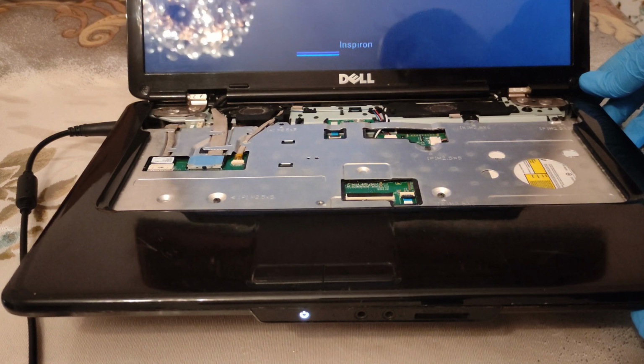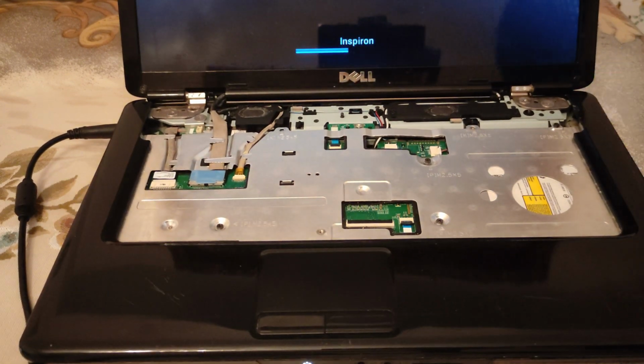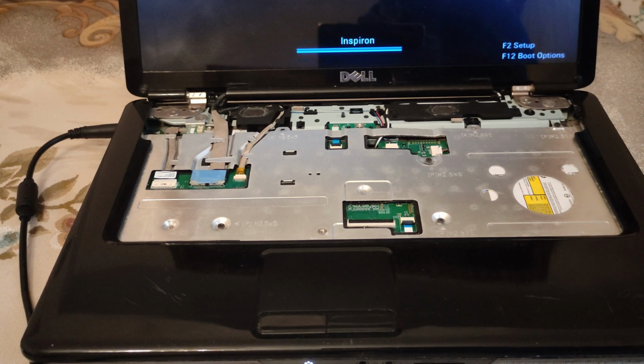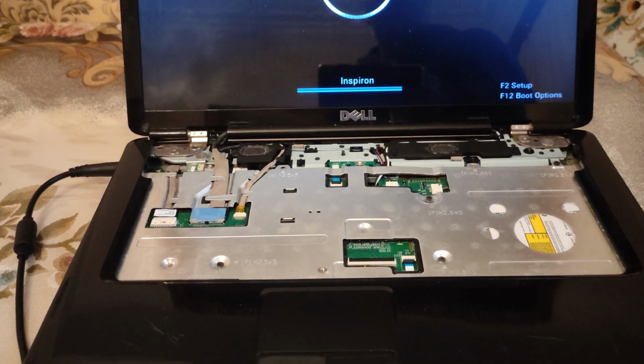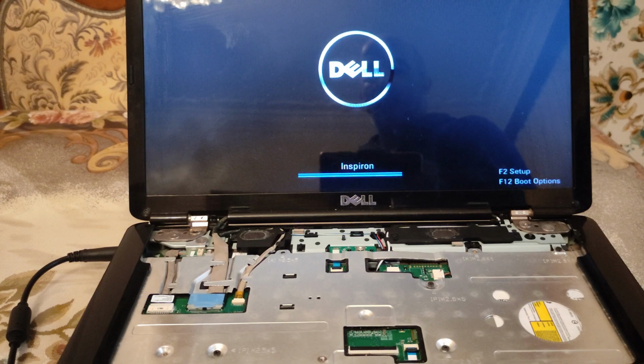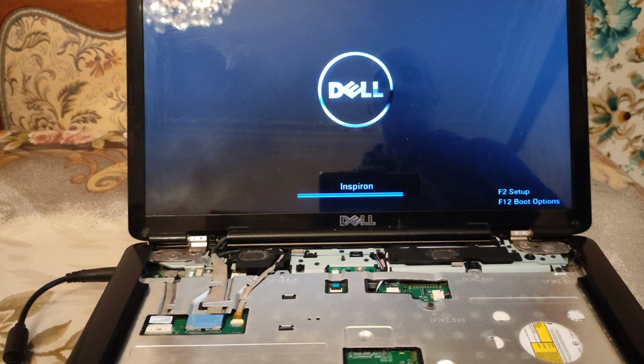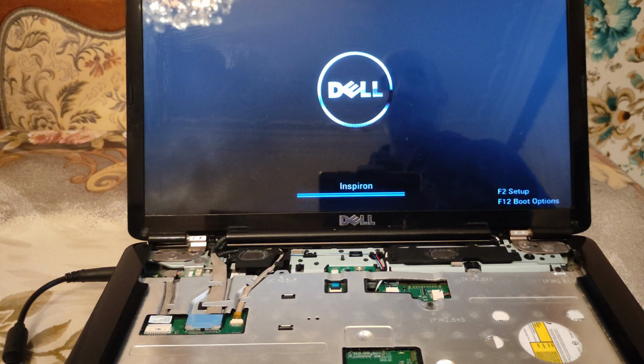And yes. Yes, yes, yes. Finally, we are correct. We are 100% correct. And our customer's laptop is once again back to life. That's amazing. It's truly amazing.